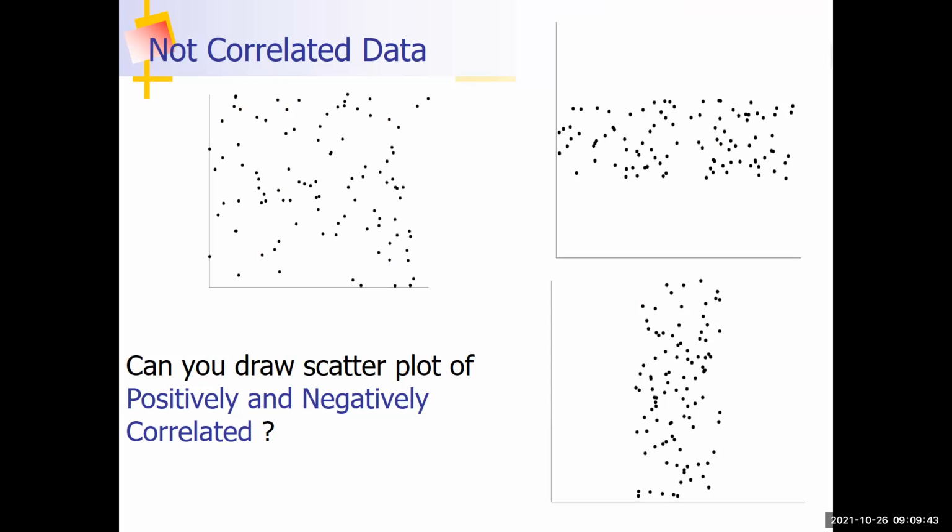So, example here, on the left side and the right side, all these charts represent non-correlated data. Of course, the right side is random. But remember, when you have a vertical or horizontal, they are actually not correlated also. Right? Can you see the trend here? Horizontal and vertical.